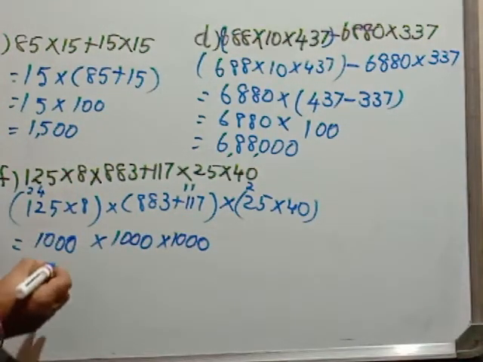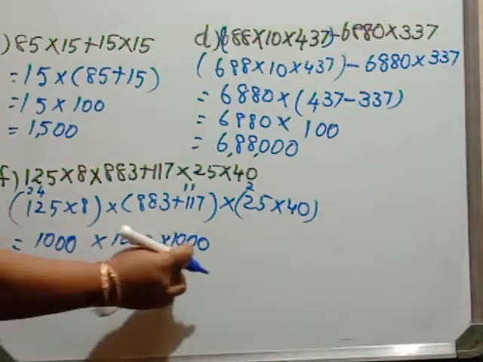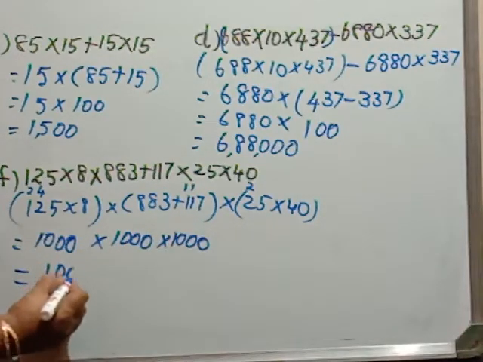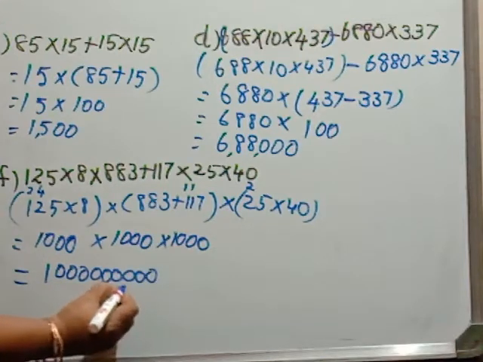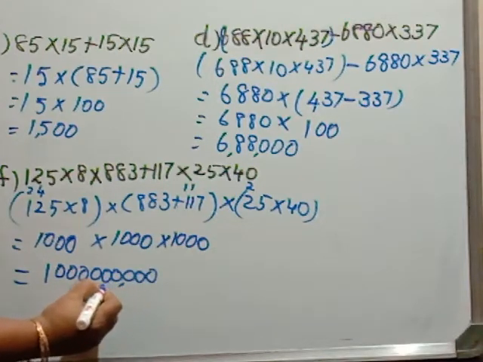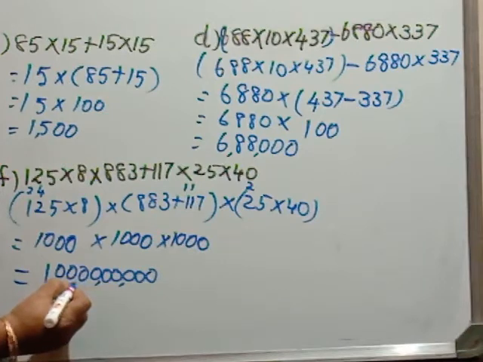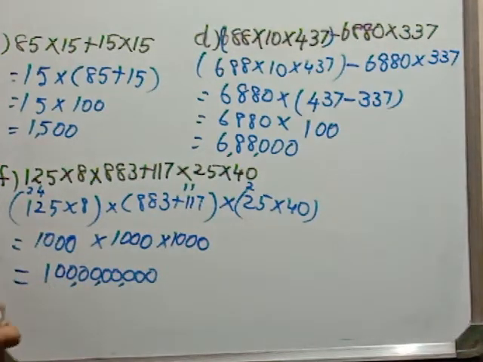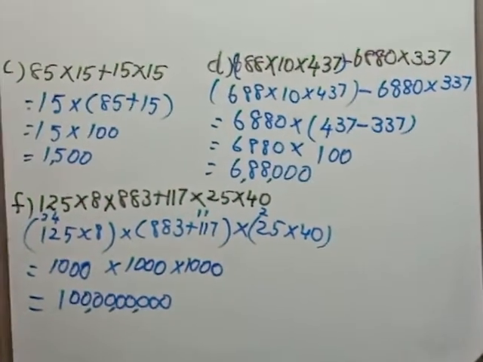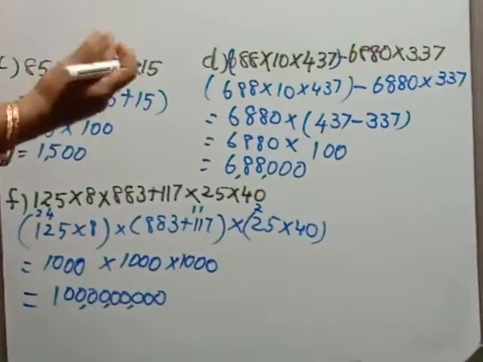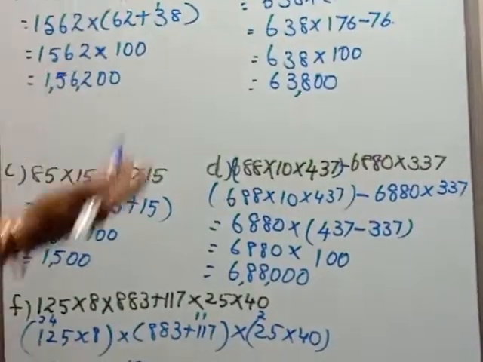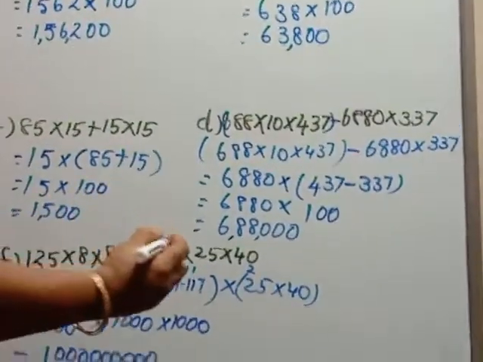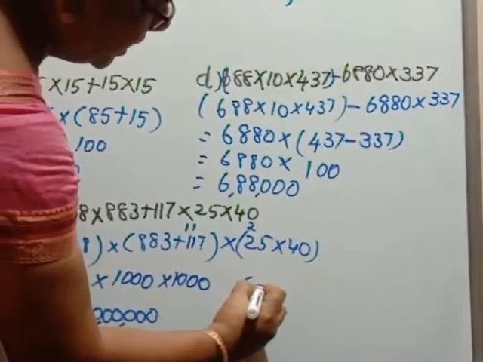Now how to do it? Put 1 and write how many zeros there are. How many zeros are there? There are 9 zeros. Ones, tens, hundreds, thousands, ten thousands, lakh, ten lakh, then 100 crores. Like this way you have to rearrange the numbers and make the multiplication easy, so that after multiplication you get more zeros. Understood, children?